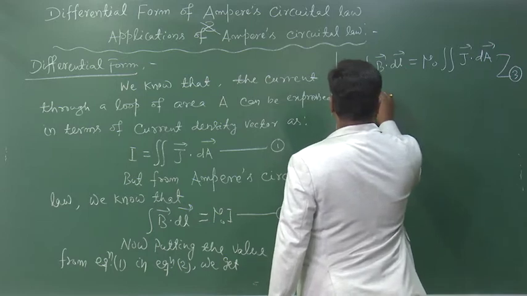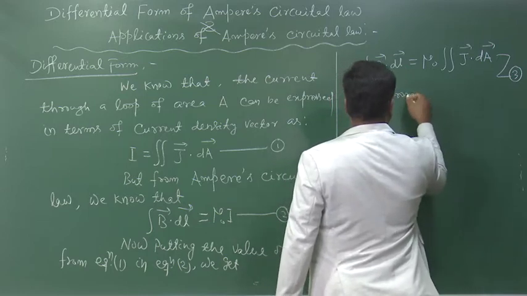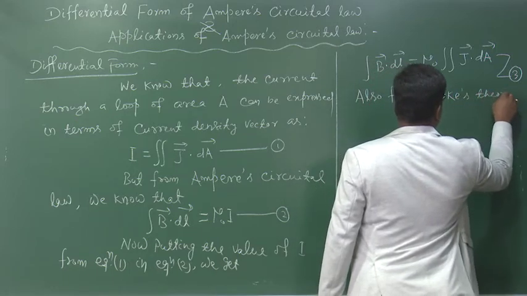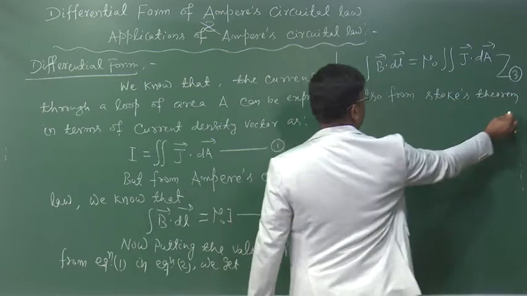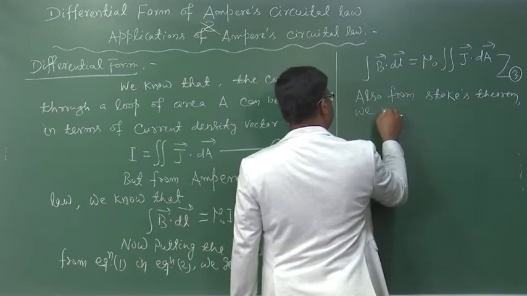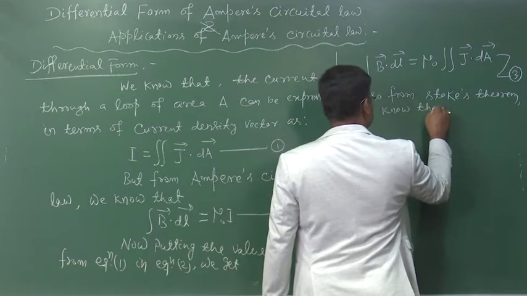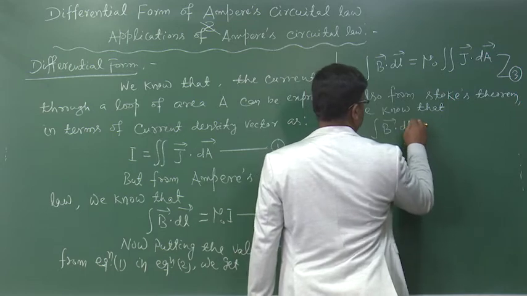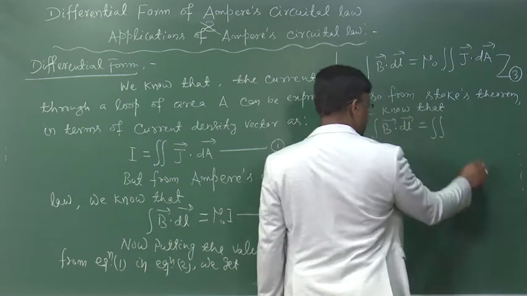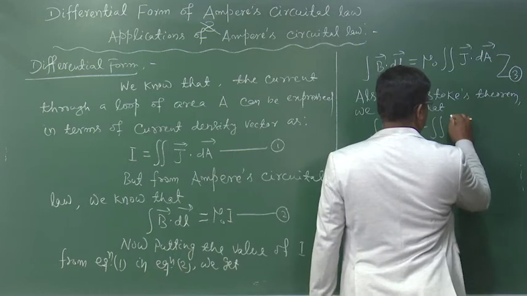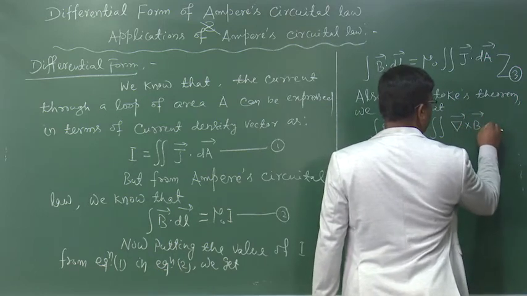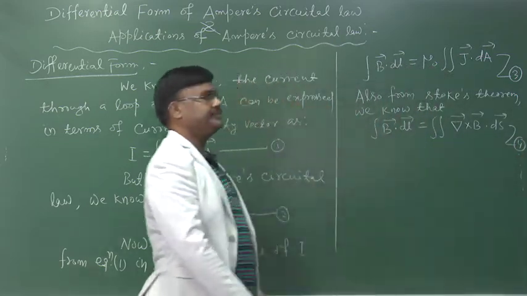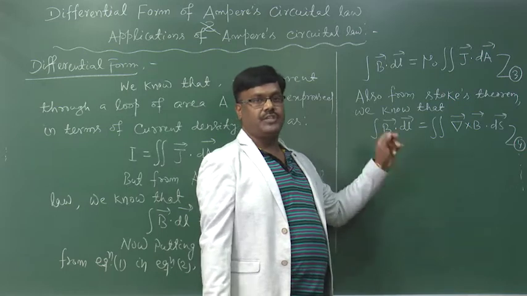Also, from Stokes theorem, we know that the integration of B vector dot dl vector is equal to the surface integration of the curl of the magnetic field. This is from Stokes theorem.